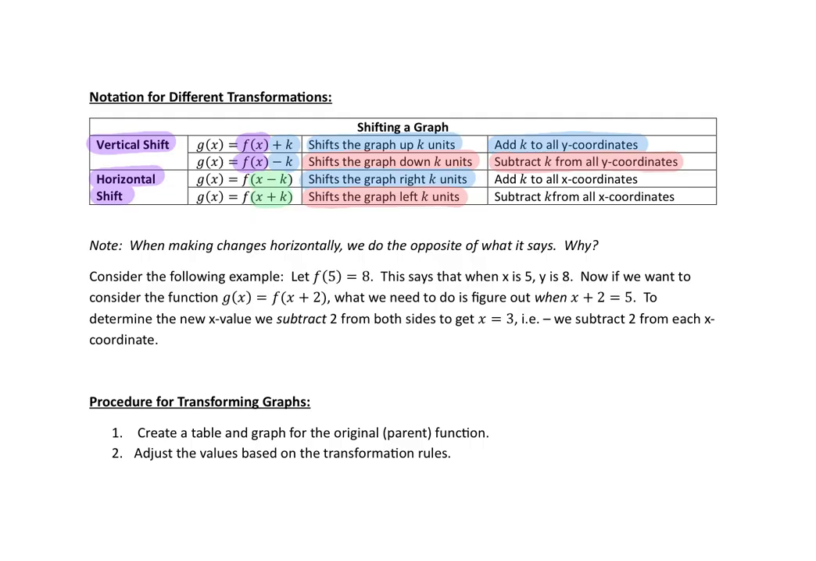Now again, remember these are horizontal. And so what that means in terms of our table is that if it says x minus k, I actually want to add k to all of my x coordinates. And if it says x plus k on the inside, we actually want to subtract k from our x coordinates.